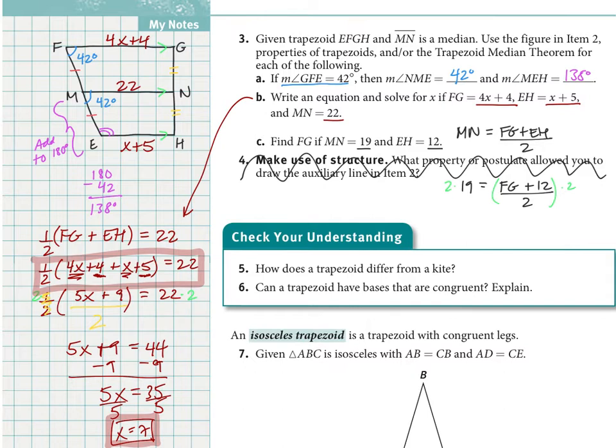Okay, so looking at this, multiply 2 times 19. All right, what do we get? We should get 38. So we have 38 equals, and remember, those cancel out, so we have FG plus 12. Oh, and look at this, we can subtract 12 from both sides, and hey, that was pretty easy. We get 26 for the length of FG. And I know they didn't include units, but I'm going to encourage you to write units for that one. So we were able to solve for FG.